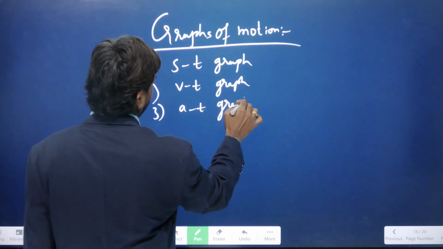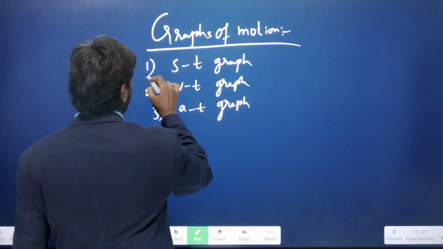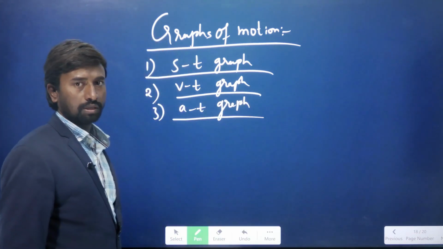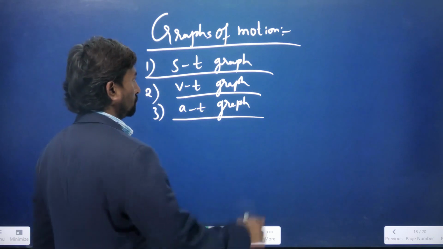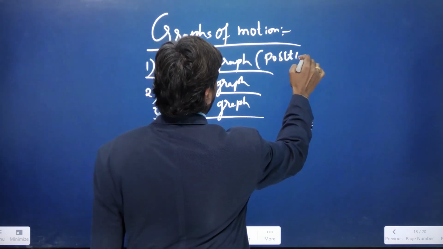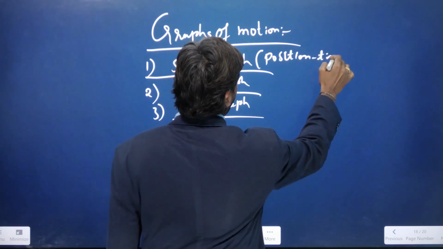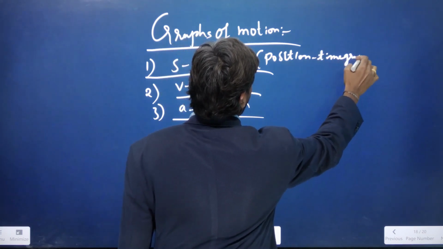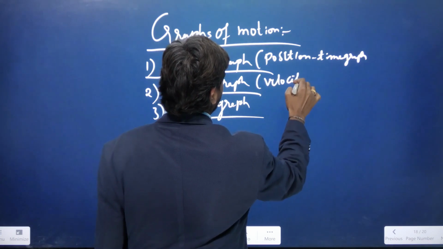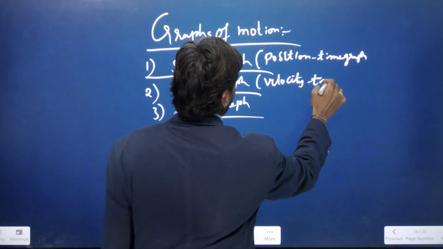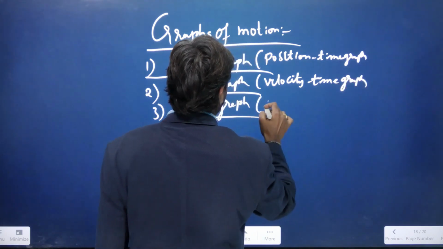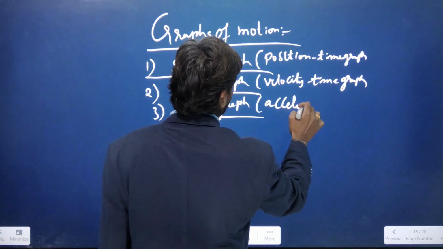Again, in each and every graph, what is the ST graph? The ST graph is nothing but the position time graph. This will be the position time graph, and this is the velocity time graph, and this one is the acceleration time graph.